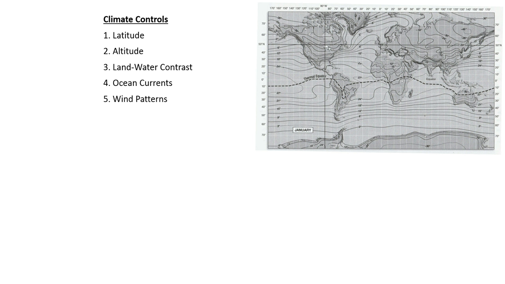In this video, we will learn how to use the 5 climate controls to interpret locations around the world for their temperature impacts. There are 5 main climate controls: latitude, altitude, land-water contrast, ocean currents, and wind patterns. In order to understand these controls, we will look at each individually and apply it to the maps of average temperatures for January and July.